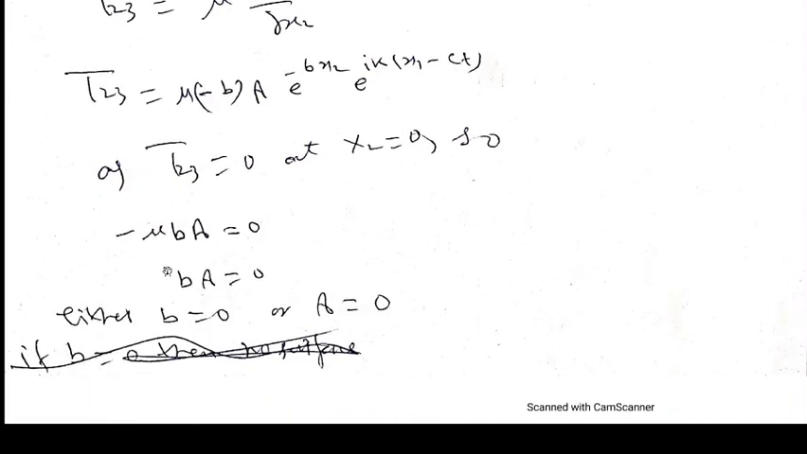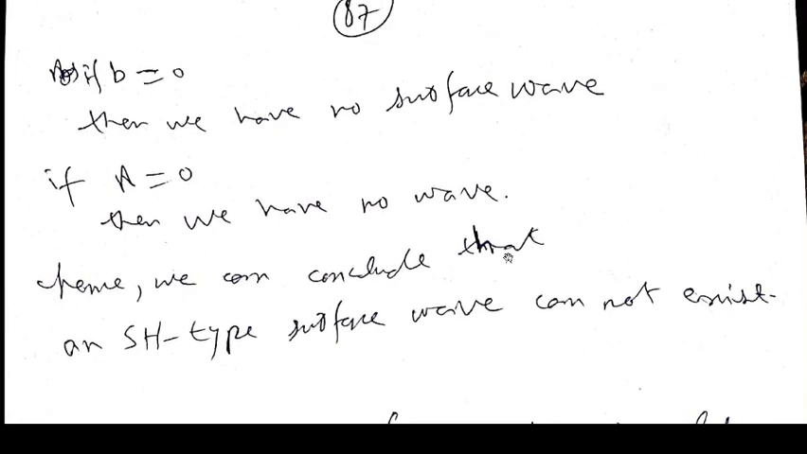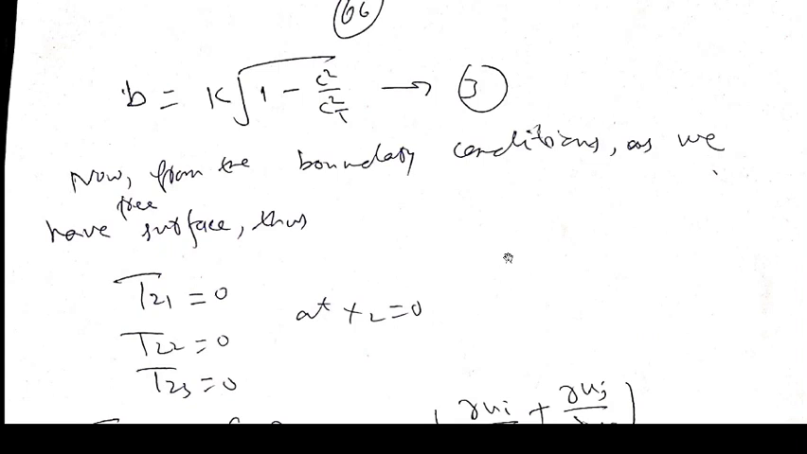So from here we can write BA equals 0. This is telling us that either B is 0 or A is 0. So let's see what happens when small b is 0 and what happens when capital A equals 0. When small b is 0, then we have no surface wave.